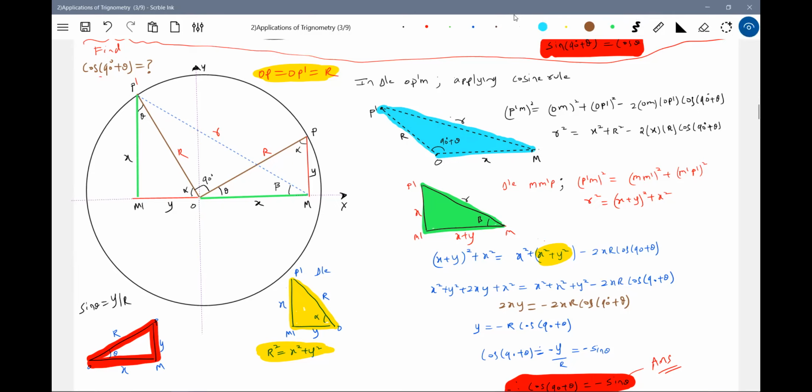Let's get into the discussion now. What we want is cos of 90 plus theta. So how do we bring in cos of 90 plus theta? I'll take help of the cosine rule.